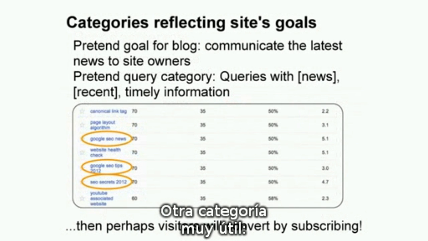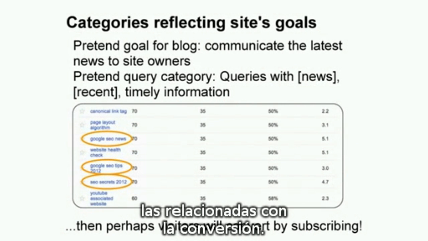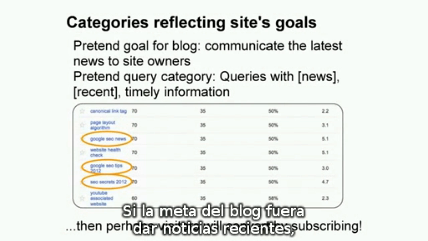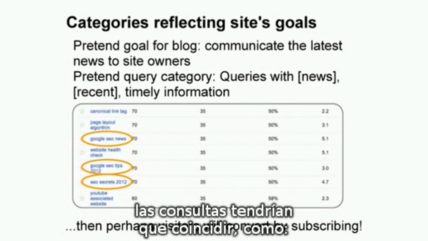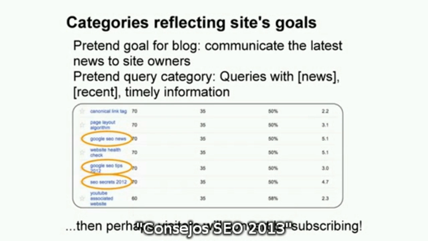Another category of queries that might be useful are those strongly correlated with conversion. If the goal of our Webmaster Central blog was to provide readers the latest in Google News for site owners, we might start categorizing queries that match this goal, like Google SEO Tips 2012 and Google SEO Secrets 2012.